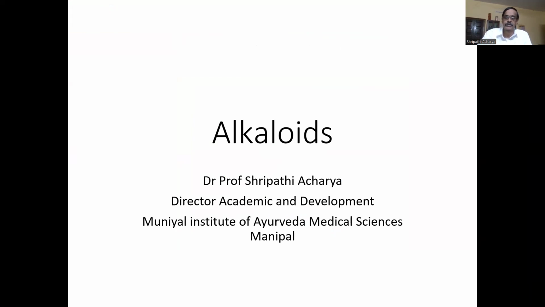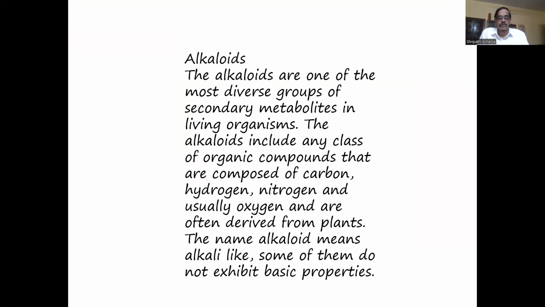Alkaloids. They are one group of compounds which are present usually in the plants. The alkaloids are one of the most diverse groups of secondary metabolites in living organisms. The alkaloids include any class of organic compounds that are composed of carbon, hydrogen, nitrogen, and usually oxygen, and are often derived from plants. The name alkaloid means alkali-like. Some of them do not exhibit basic properties.